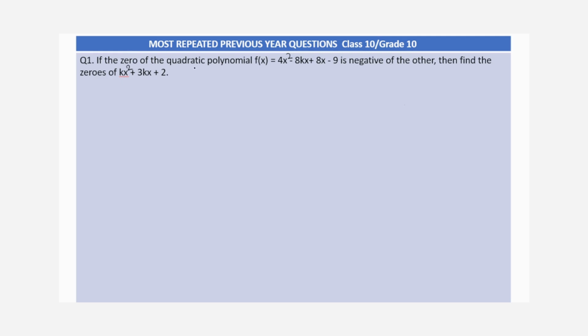If the zeros of the quadratic polynomial f(x) = 4x² − 8kx + 8x − 9 are negatives of each other, then find the zeros of kx² + 3kx + 2. Now here, let me write this polynomial first. 4x² − 8kx + 8x − 9. This is the polynomial. Now I'll arrange all these terms in the form of ax² + bx + c. Why? We will get to know in a short while.